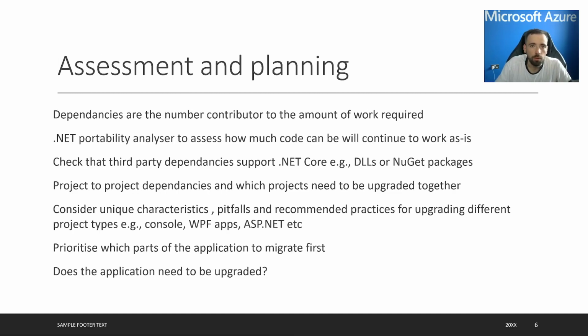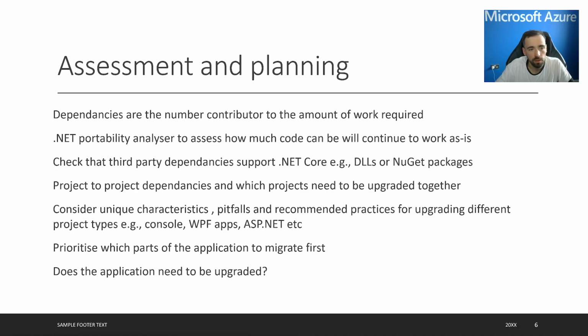Assessment and planning is crucial to modernizing a .NET Framework application, and this early planning gives us a good picture of the work that's going to be involved in modernizing the application. So we can consider dependencies, and dependencies are the number one contributor to the amount of work required. We can consider tools such as the portability analyzer to assess how much code will work as it is or may need to be refactored. We need to check that third-party dependencies are supported in .NET Core, such as DLLs and NuGet packages.